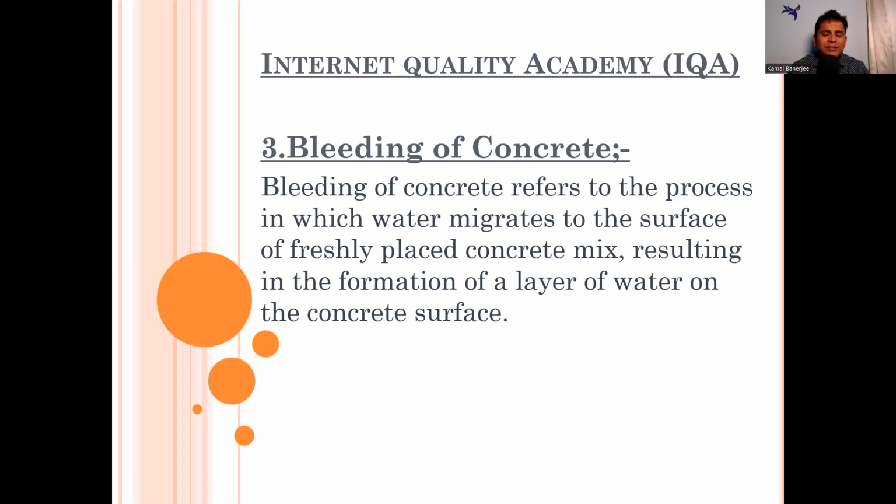Now, if the water is separated, what will happen? We all know that water is the main part that reacts with the cement to make a hardened paste and give the desired strength and durability. Now if water is separated, it cannot react with the cement and cannot give the hardened paste. We will not get the strength and the durability. So this has to be taken care of during the concreting.